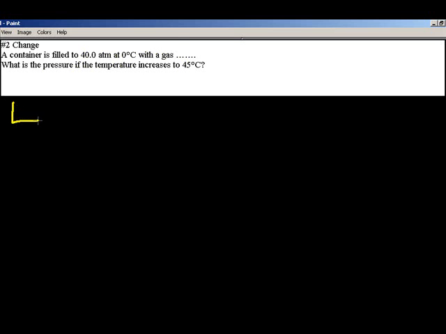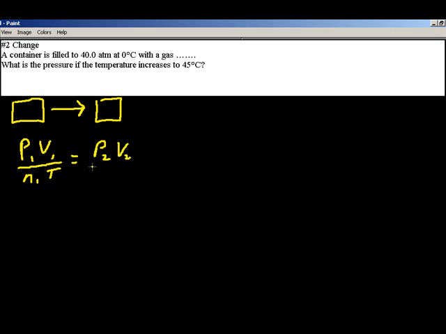Again, we've got a container, and now something has been done to that container. In this case, we raise the temperature, and they're asking us about the new situation. We saw previously that whenever you get a situation where the container undergoes changes in its condition, we use P1 V1 over N1 T1 equals P2 V2 over N2 T2.